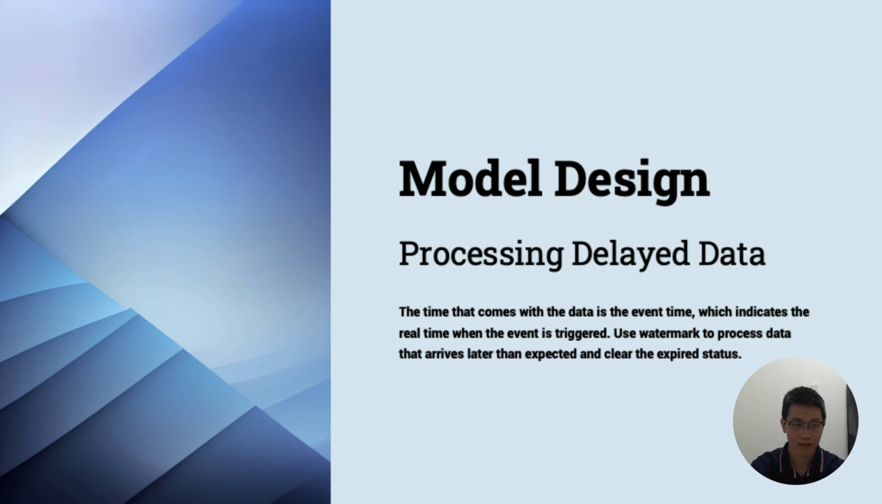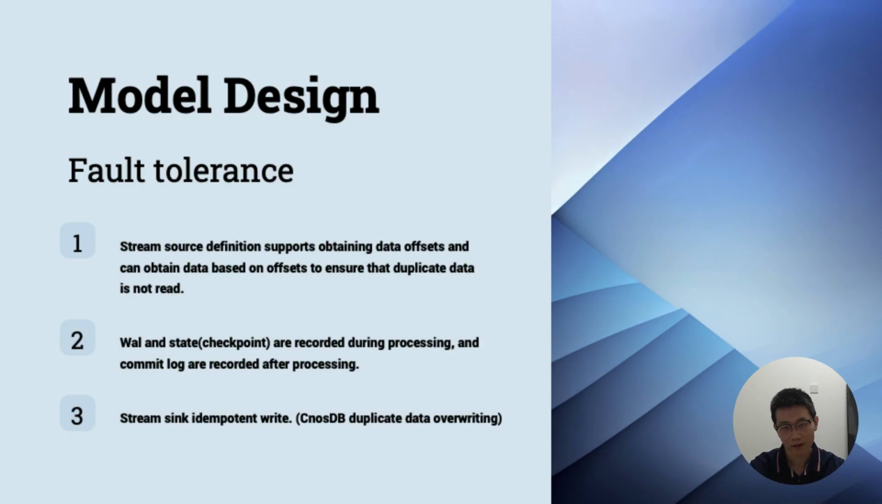Now, let's move on to the topic of fault tolerance. As mentioned earlier, one of our challenges is how to handle fault tolerance in stream processing. There are several mechanisms for achieving fault tolerance. The first mechanism is related to the stream source. Stream sources are required to have offsets.